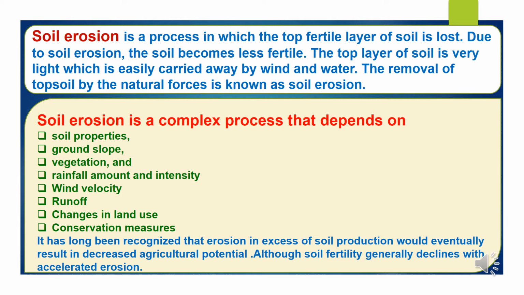Due to soil erosion, the soil becomes less fertile. The top layer of soil is very light, which is easily carried away by wind and water. The removal of topsoil by natural forces is known as soil erosion. Soil erosion is a complex process which depends on various factors like soil properties, ground slope, vegetation, rainfall amount and its intensity, wind velocity, runoff, changes in land use, and conservation measures. It has long been recognized that erosion in excess of soil production eventually results in decreased agricultural potential, although soil fertility generally declines with accelerated erosion.